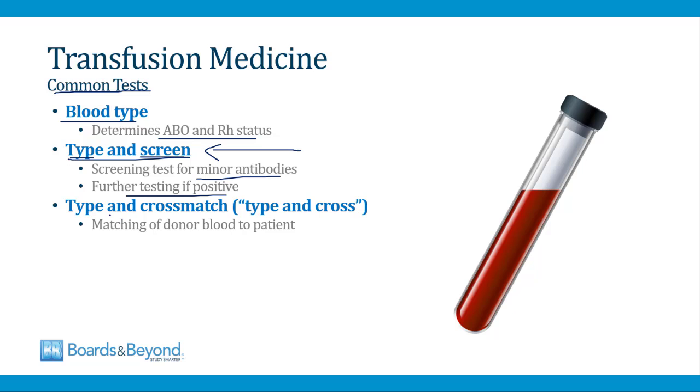And then the third test is called the type and cross match, or a type and cross. This involves matching of the patient's blood to a specific donor blood product to make sure that there's no interaction. And we'll also talk about how this works in just a minute.